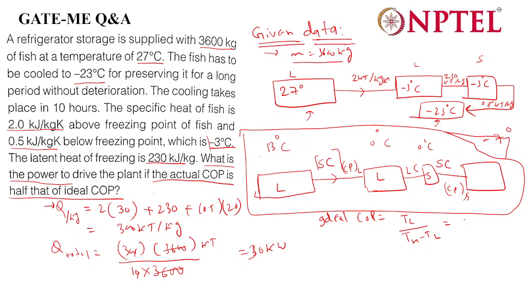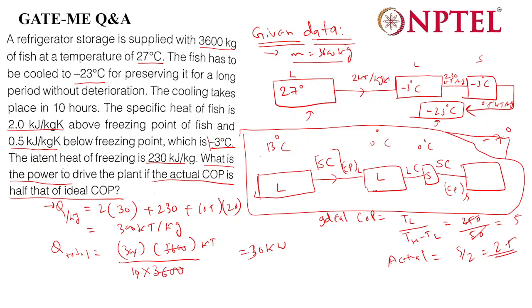So what is TL? 250, right? And TH minus TL is 50, right? 27 minus of minus 23. Like that we can do. Since it is a difference of scale, you can take Kelvin or Celsius either way. So the COP will become 5. Which COP is it? Ideal COP. Ideal COP is 5 but actual is half of that. So actual COP would be what? 5 by 2, means 2.5.